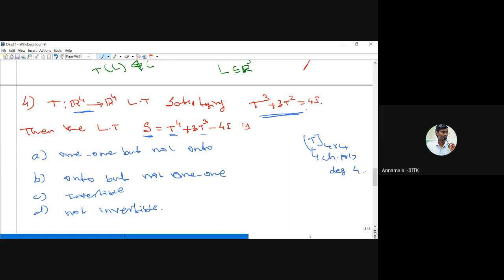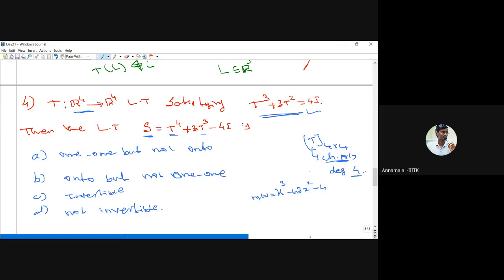But T satisfies this polynomial. What is the polynomial T satisfies? x cube plus 3x square minus 4. Suppose I call it M of x. So T satisfies this polynomial, but the degree of the characteristic polynomial is 4. Therefore, what can you say about this one? It's an annihilating polynomial. So T satisfies this polynomial.